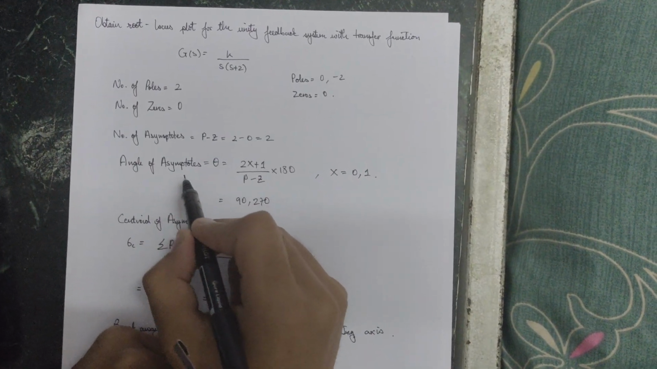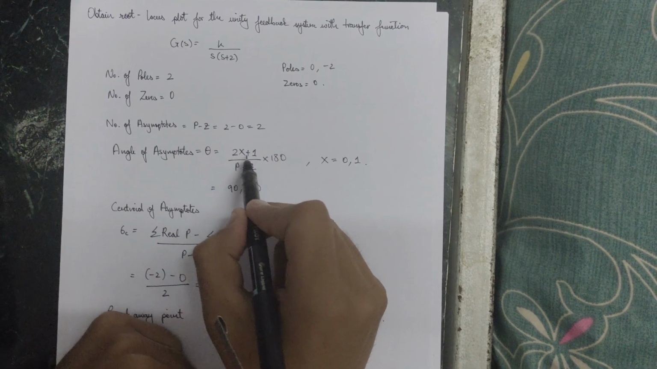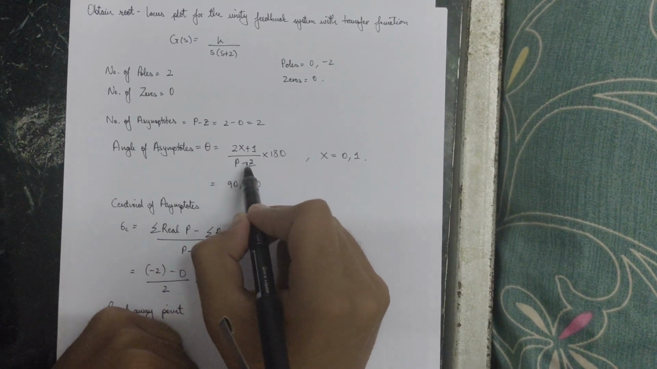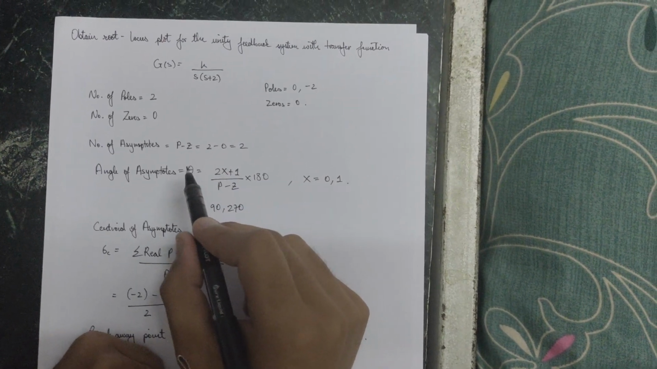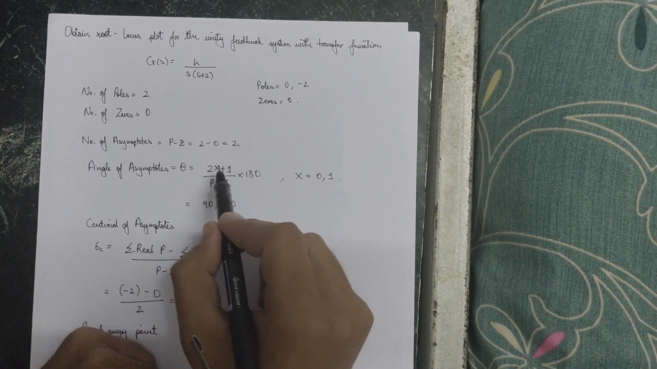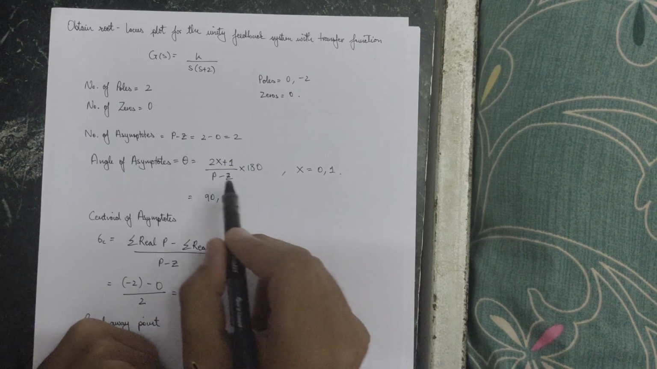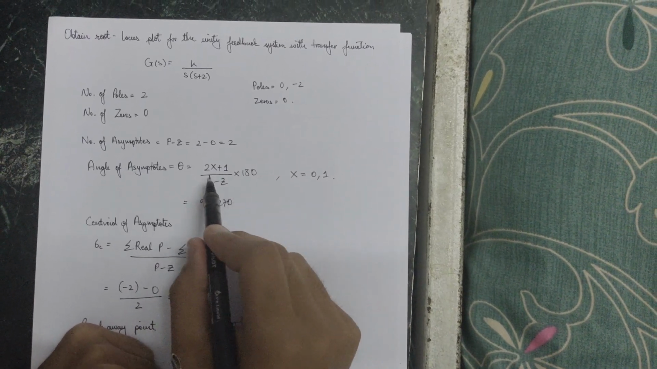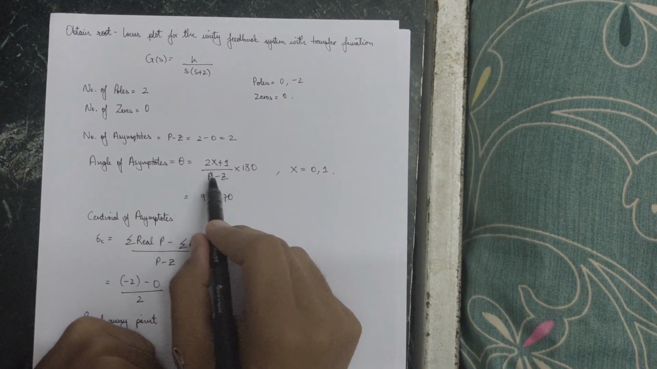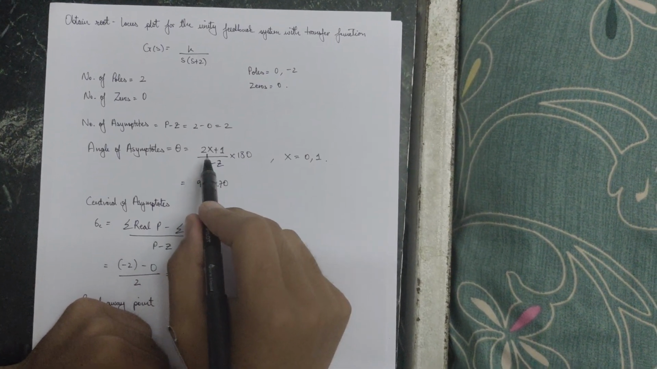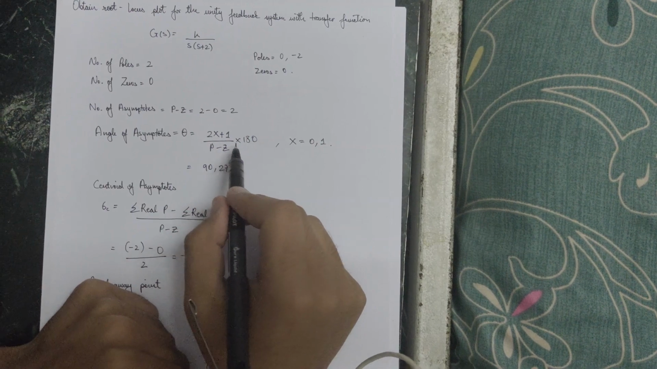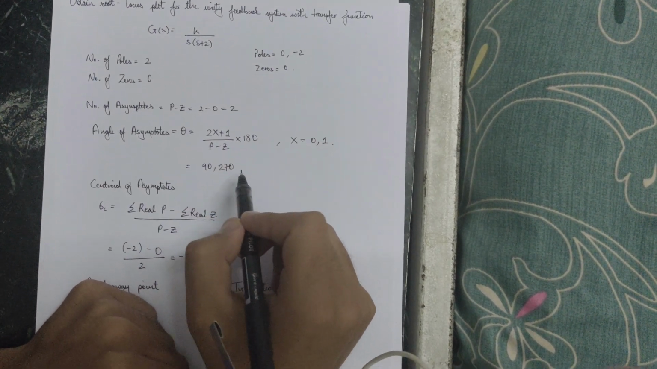The angle of asymptotes is theta equals (2x plus 1) by (P minus Z) times 180. Since the number of asymptotes is 2, x would be 0 and 1. Substituting this, (2 times 0 plus 1) by 2 times 180 is 90, and (2 times 1 plus 1) by (P minus Z) times 180 is 270.